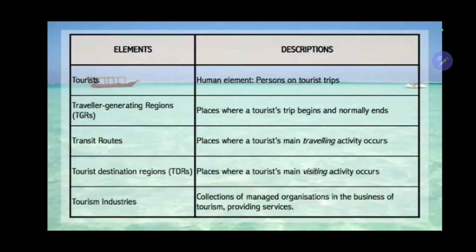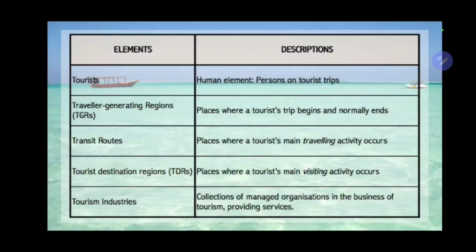Now, the traveler generating region is where the tourist trip begins and it normally ends, because you leave your home, which is the traveler generating region, you go to the transit route, you may connect on a flight, or you may take a cruise ship or some form of transportation, and then you will end up at what? Your destination region, but you have to head back home, right? And heading back home from the destination would be your traveler generating region. So the traveler generating region is a place where your trip begins and it normally ends.